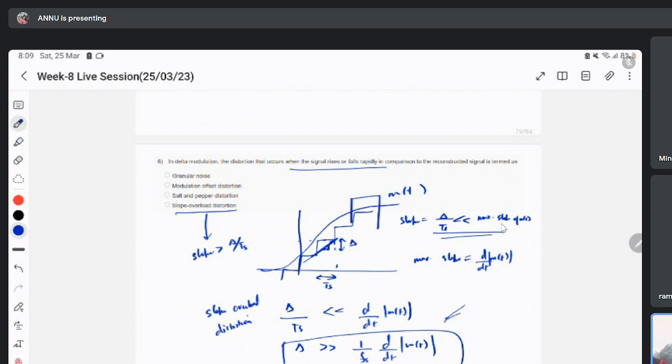Slope overload, how can we remember it? The slope of the message signal. So what is happening here? When the signal rises or falls rapidly in comparison to the reconstructed signal, it is termed slope overload. So here the message signal will fall more rapidly, so you will have a very small step size. So you were saying the step size greater than the small, Kushan?